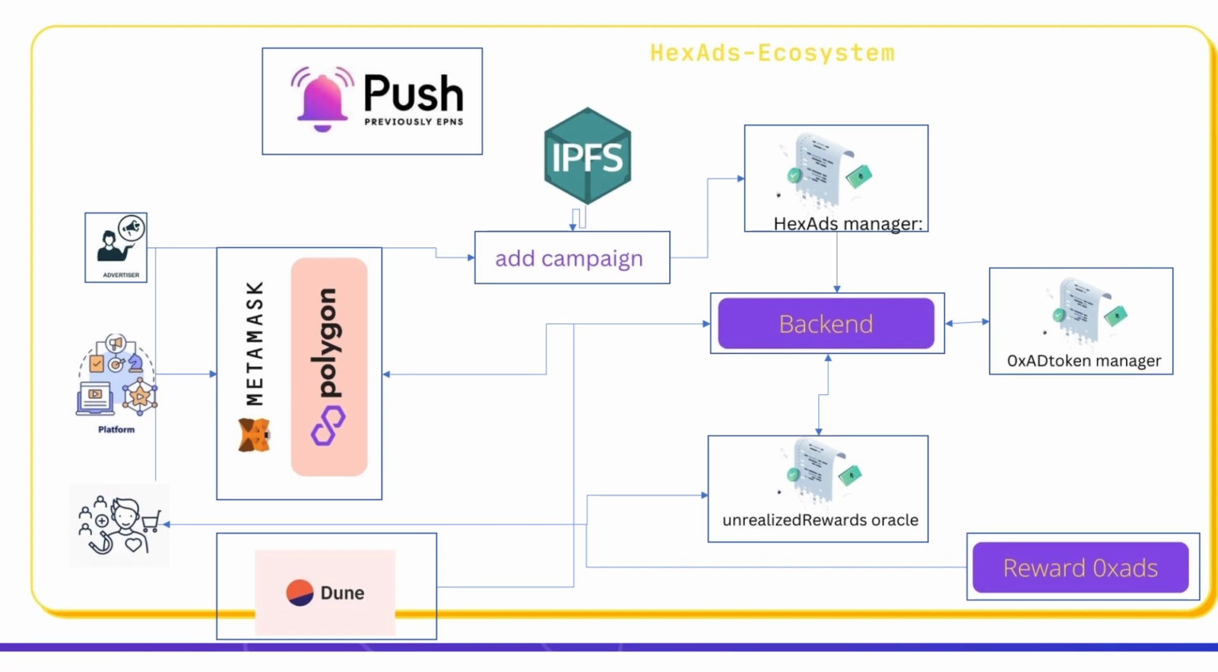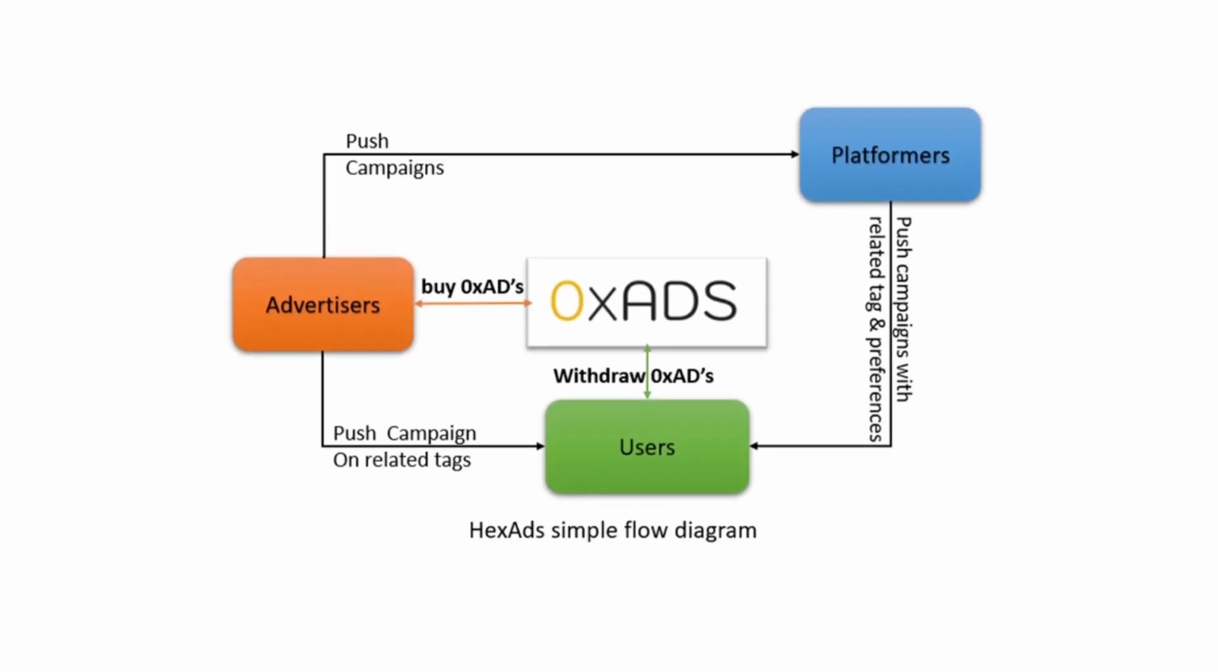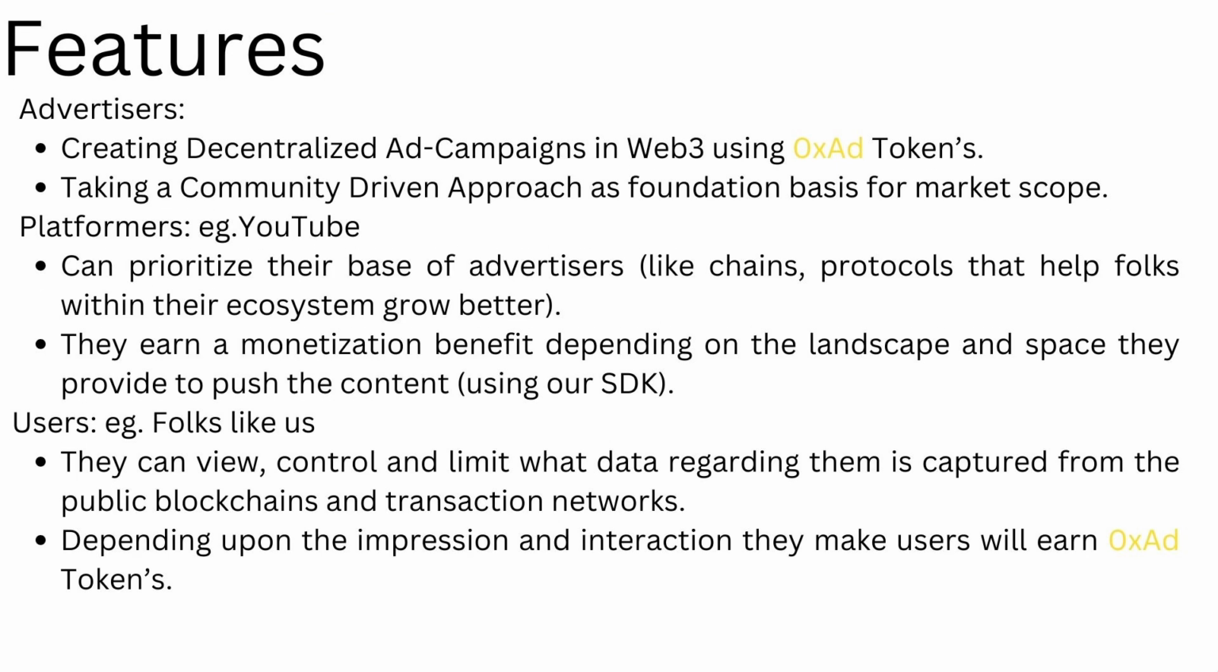Simply put, what we are doing is the advertisers can push campaigns either to the platformers or to the users directly, and the platformers can set preferences. The user also has a set of preferences which the user can change. So depending on these, the ads are being aggregated and then sent to the user. And these are the bunch of features that HexAds generally features.